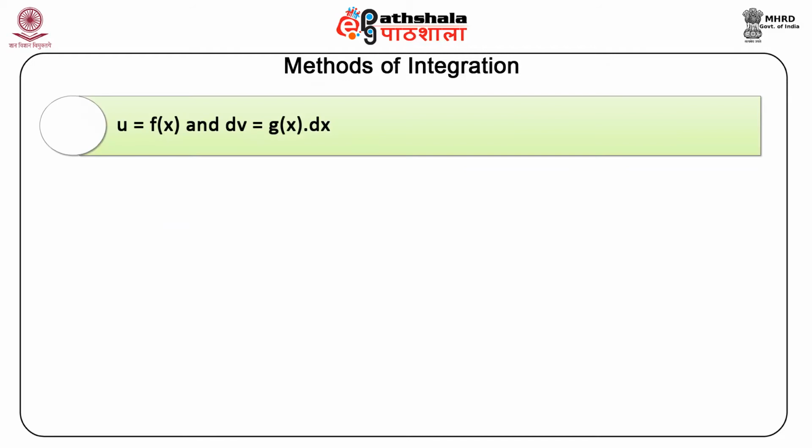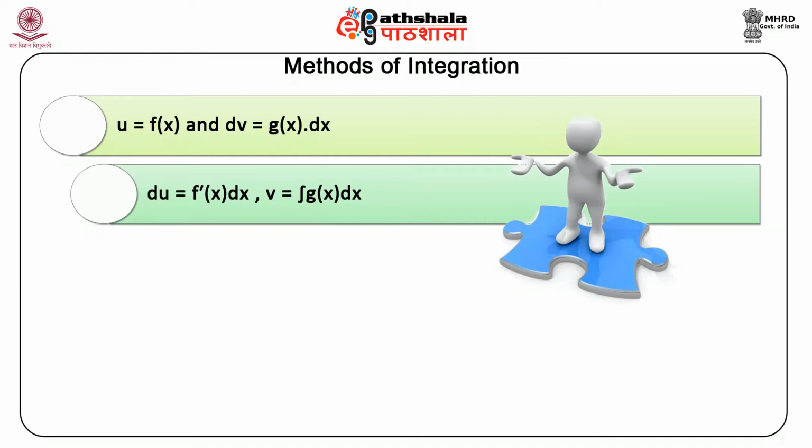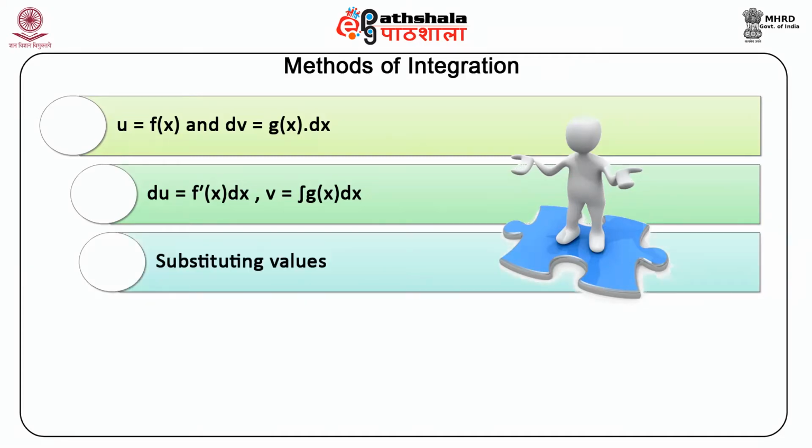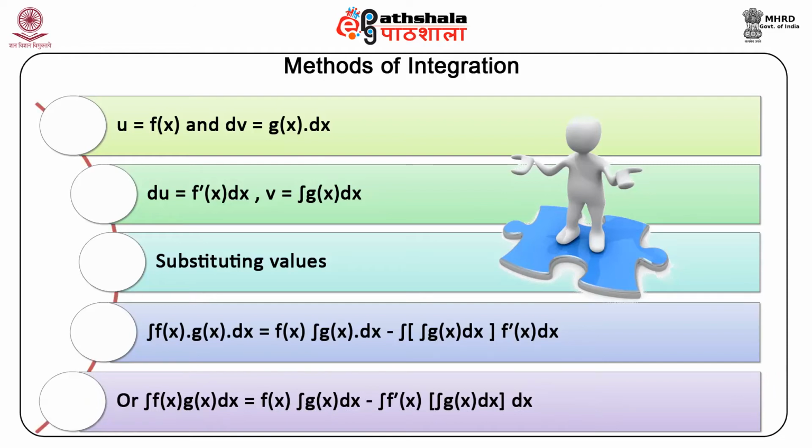Let u be equal to f(x) and dv equal to g(x) dx. Therefore, du is equal to f prime x dx and v is equal to integration g(x) dx. Substituting these values in the previous equation, we have integration of f(x) into g(x) dx is equal to f(x) integration g(x) dx minus integration of g(x) dx into f prime x dx, or integration of f(x) g(x) dx is equal to f(x) integration g(x) dx minus integration f prime x bracket open integration of g(x) dx the whole dx.